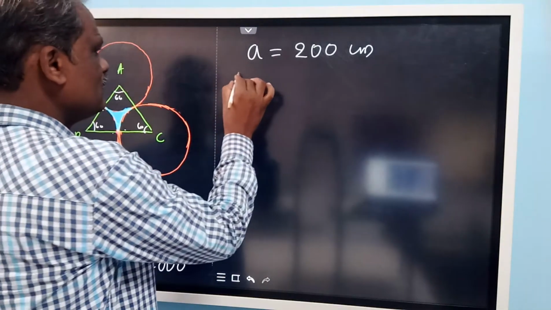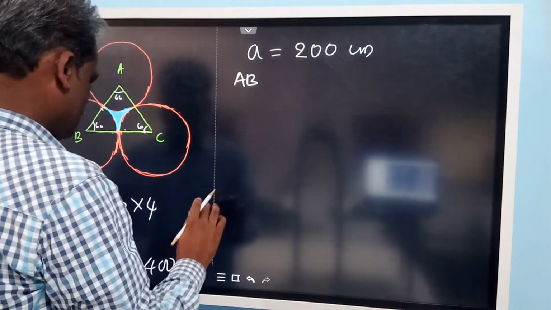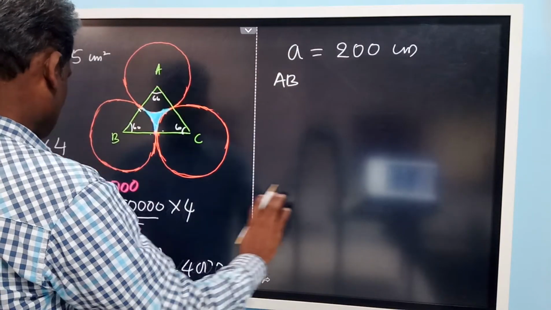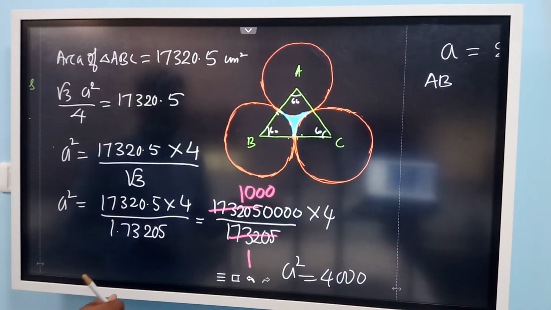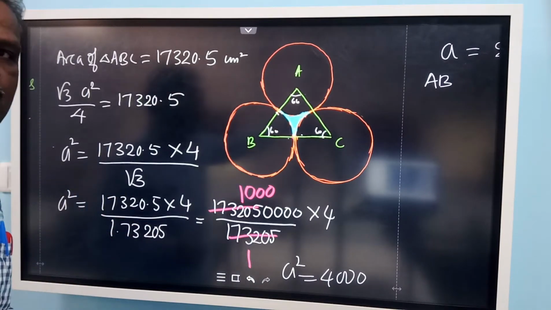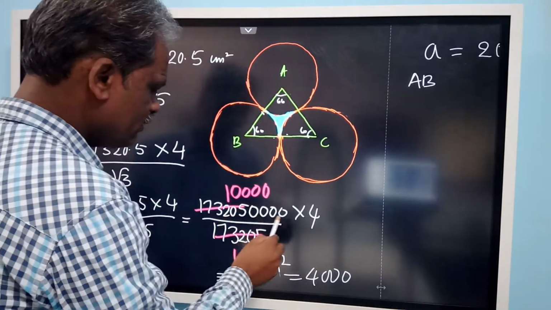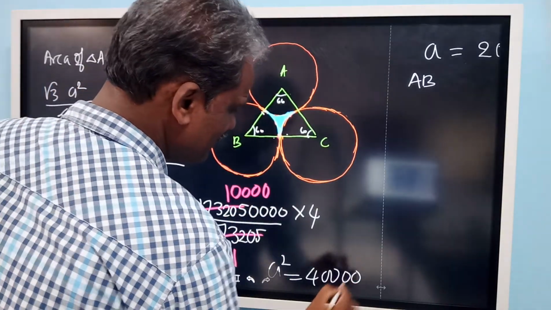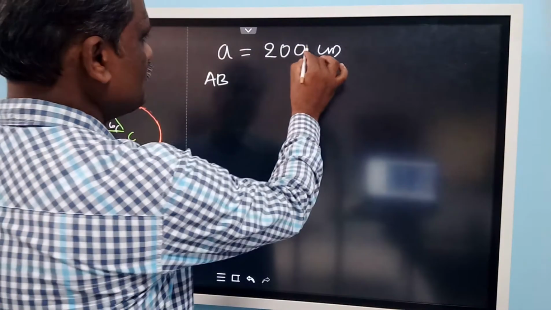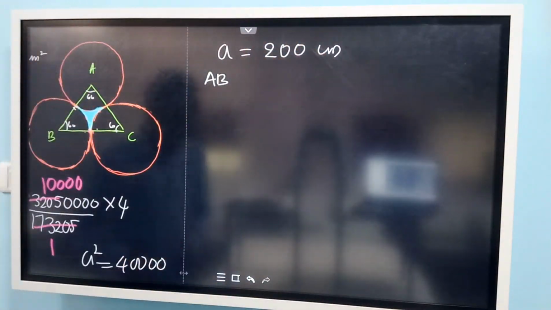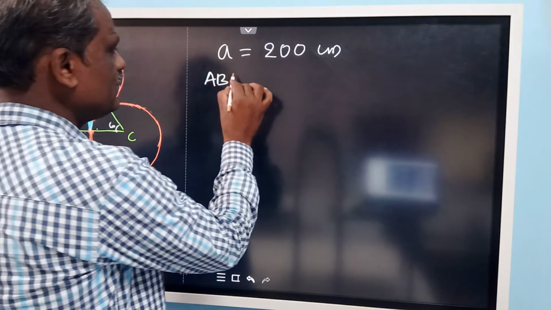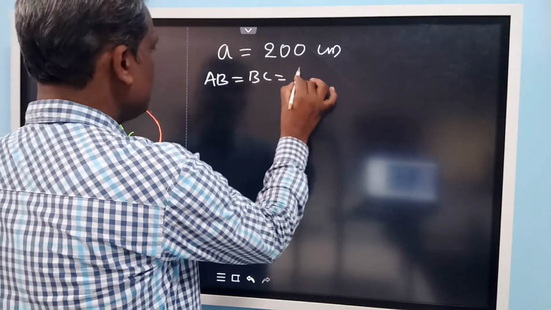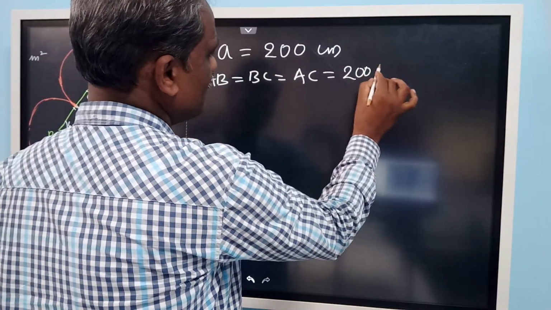Sir, a square must be 40,000. Yes, sir. 5 zeros, no? Here I left 1 zero, we have 4 zeros, therefore it becomes 40,000, right? Good. Now this is 40,000. A square number should have an even number of zeros, not an odd number. Therefore it is 40,000, so a is equal to 200. AB equals BC equals AC, all are equal to 200 centimeter.